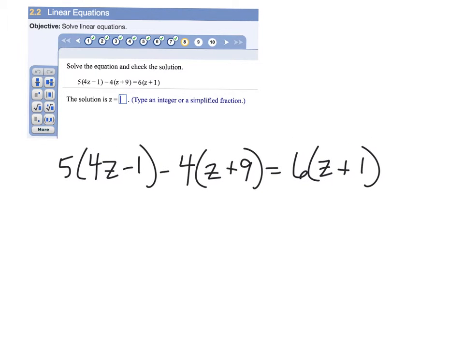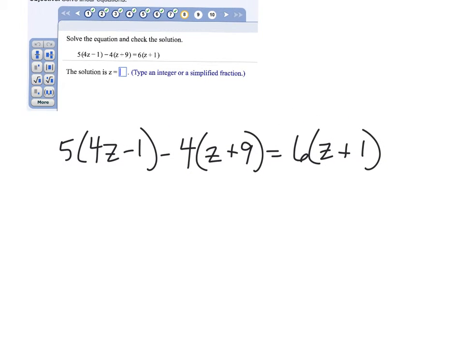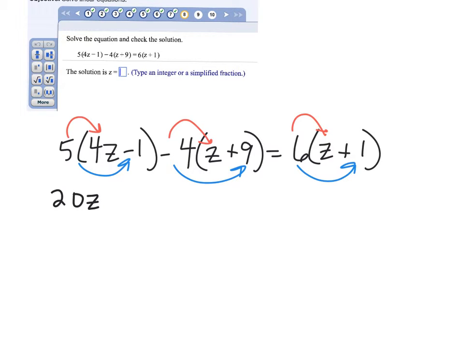So we've got our equation right here, and you can see that we've got distributive property here. We've got a distributive property here. And then lastly, we've got a distributive property here. All right, so let's get going. So 5 times 4z is 20z. And then you've got 5 times negative 1, which is negative 5.